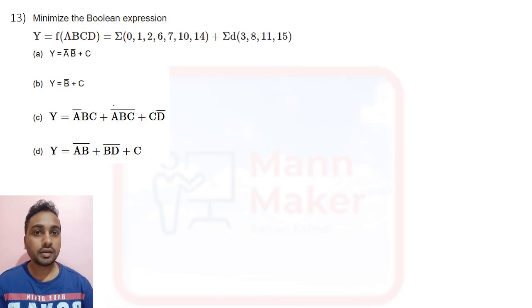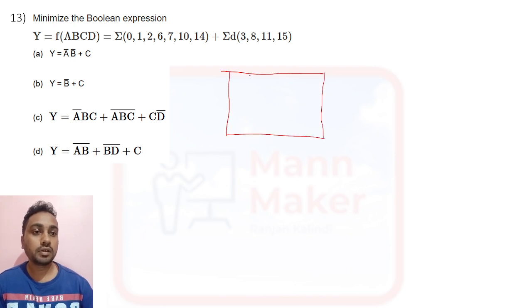Okay, minimize the Boolean expression. We have to minimize this expression, so we can minimize it using a K-map. Okay, you all know the K-map. So this is the K-map I am going to solve, for 4 variables.